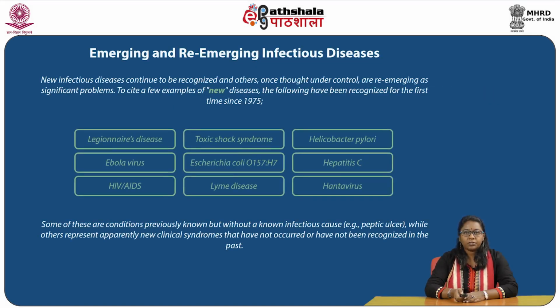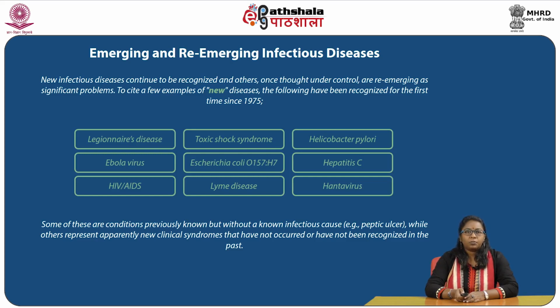Emerging and re-emerging infectious diseases. New infectious diseases continue to be recognized, and others, once thought under control, are re-emerging as significant problems. To cite a few examples of new diseases, the following have been recognized for the first time since 1975: Legionnaire's disease, Ebola virus, HIV or AIDS, acquired immunodeficiency syndrome, toxic shock syndrome, Escherichia coli O157:H7, cause of hemolytic uremic syndrome, Lyme disease, Helicobacter pylori, major cause of peptic ulcer, hepatitis C, and hantavirus.